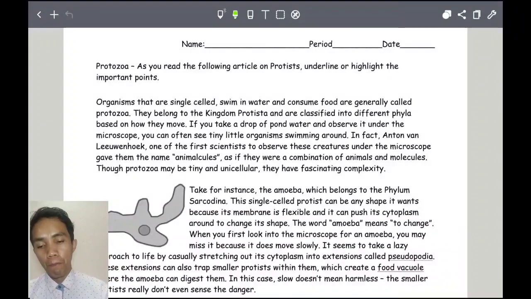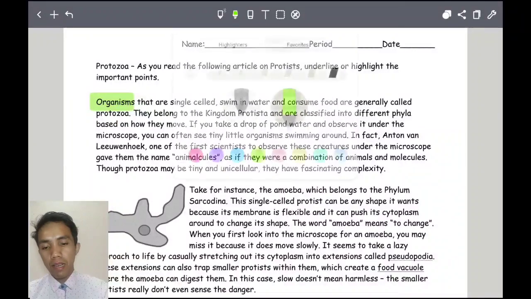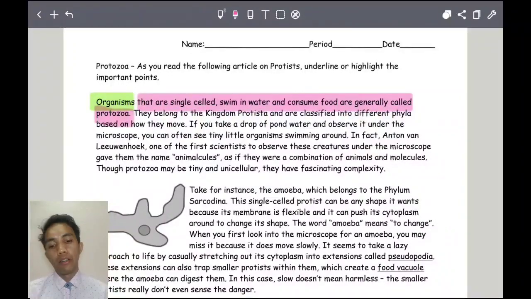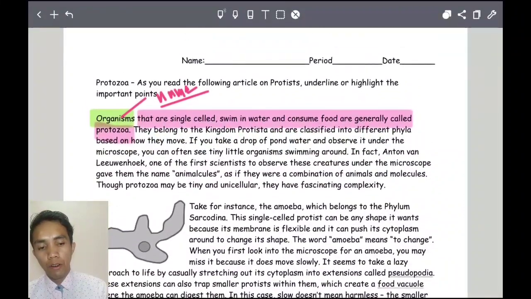So example, let's highlight organisms. So organisms name, and then let's highlight also a keyword like this one, okay? So you're going to highlight name and also highlights for, this one is for the keywords, okay? Keywords.